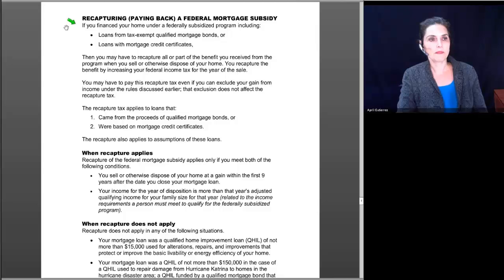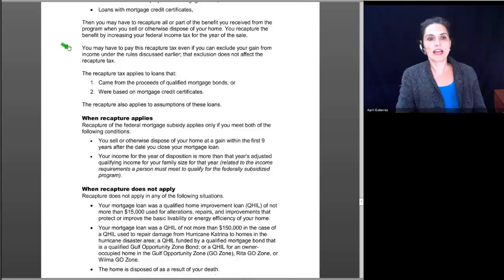If you financed your home under a federally subsidized program, including loans from tax-exempt qualified mortgage bonds or loans from mortgage credit certificates, then you may have to recapture all or a part of the benefit you received from the program when you sell or otherwise dispose of your home. You recapture the benefit by increasing your federal income tax for the year of the sale. You may have to pay this recapture tax even if you can exclude your gain from your income under the rules discussed earlier. That exclusion does not affect the recapture tax.